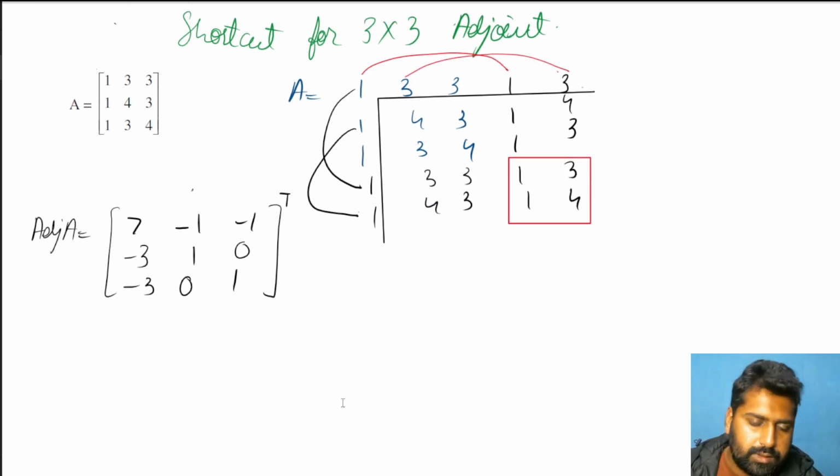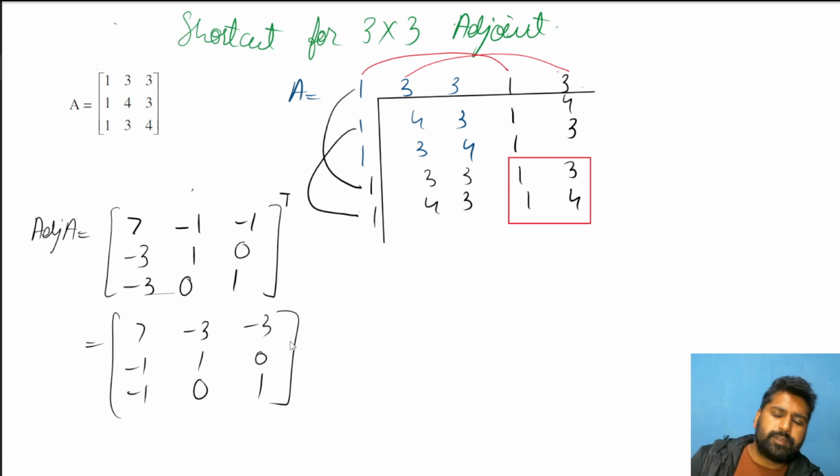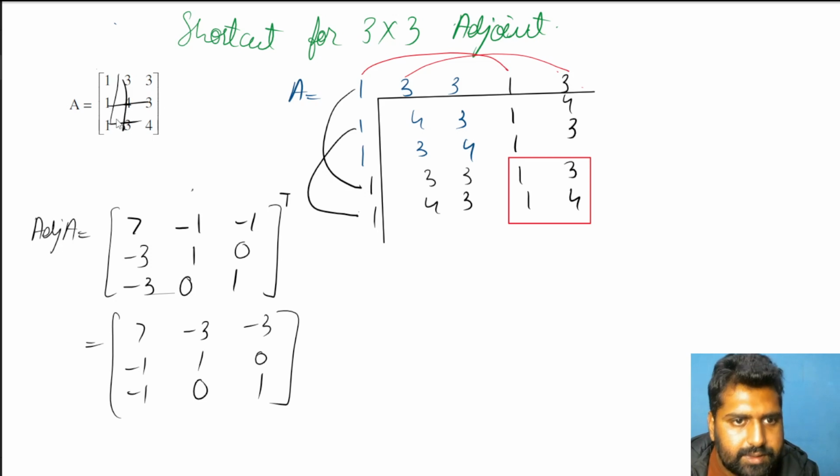So the transpose is 7, minus 1, minus 1, row becomes column, second row becomes second column, minus 3, 1, 0, third row becomes third column, minus 3, 0, 1. That's your adjoint directly. You don't have to literally calculate A11, A12 by doing it the long way.